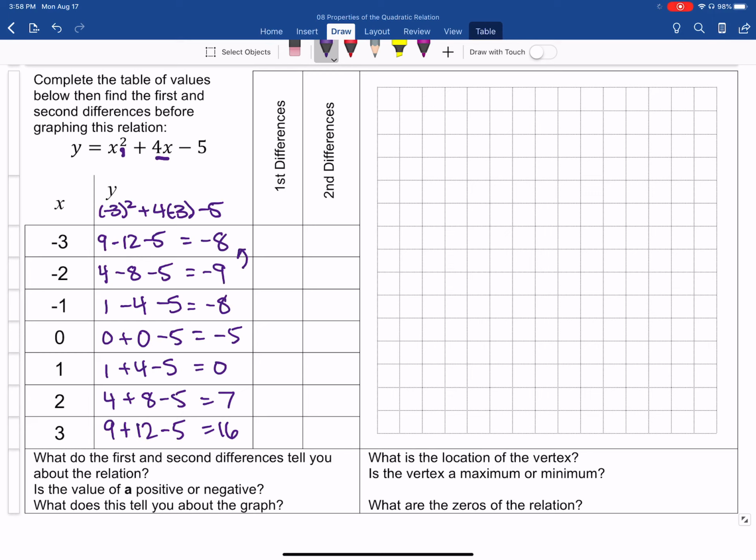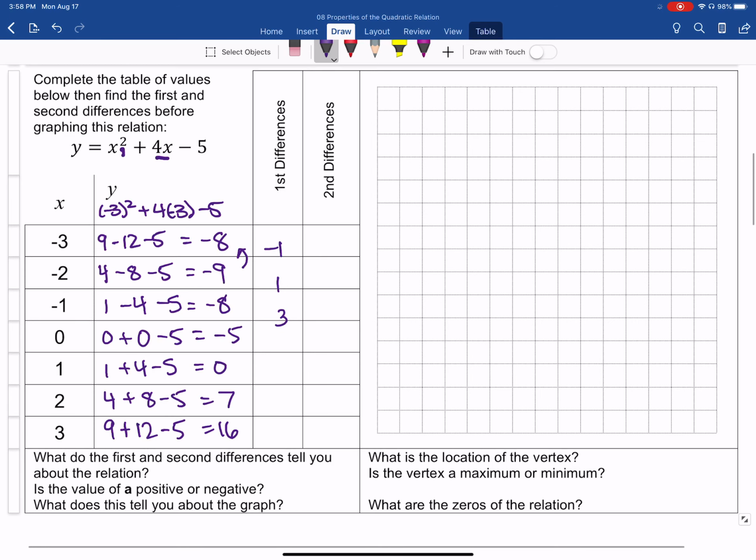So I'm subtracting these, which is negative 1, positive 1, minus 3, oh, sorry, positive 3, 5, 7 minus 0 is 7, 16 minus 7 is 9, and then I do my second differences, which is 2, 2, 2, 2, and 2.